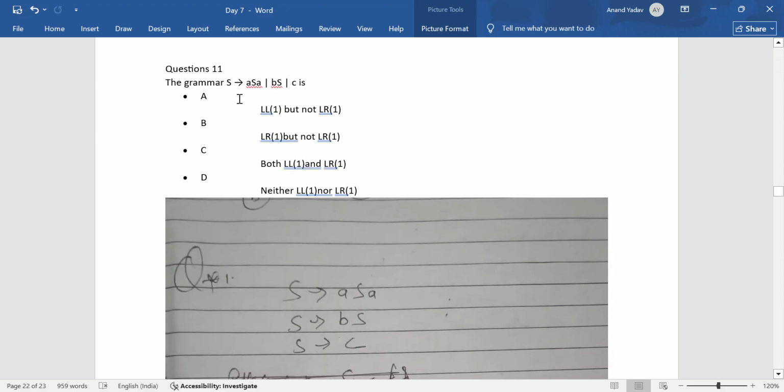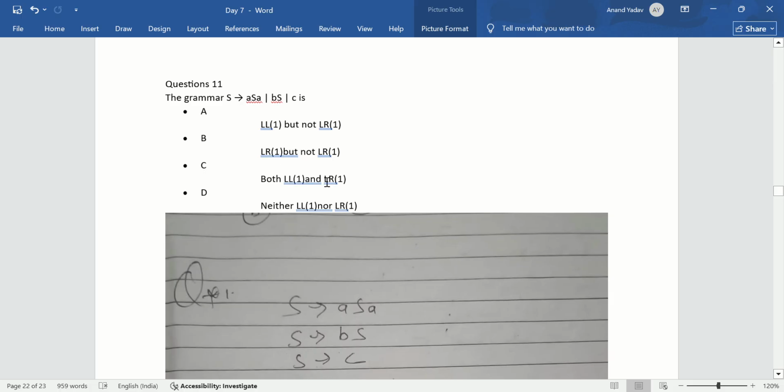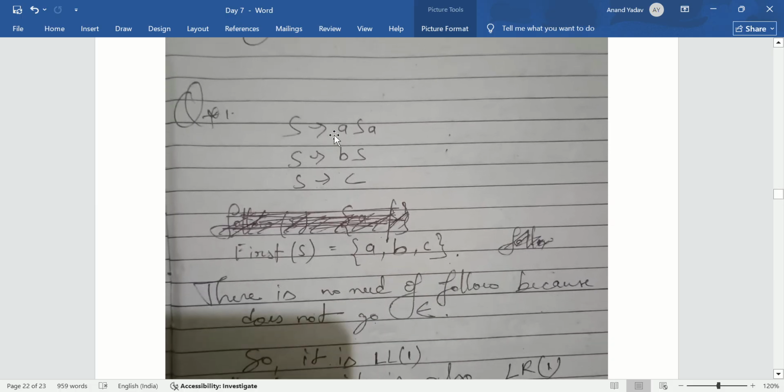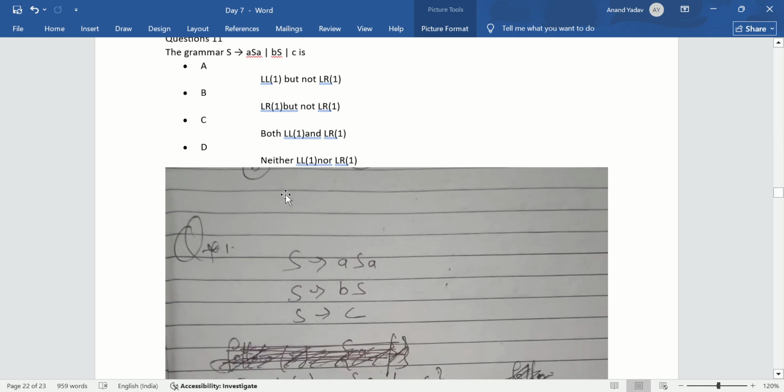Now next one is question 11. The grammar S goes to A S A, B S C. So it will ask, is this LL1 but not LR, LR but not LR1, both LL1 and LR1. This is my mistake. This is LL1. So first we check LL1. If this grammar is LL1, then no need to check LR, because every LL1 grammar should definitely be an LR grammar. So first we check LL1.